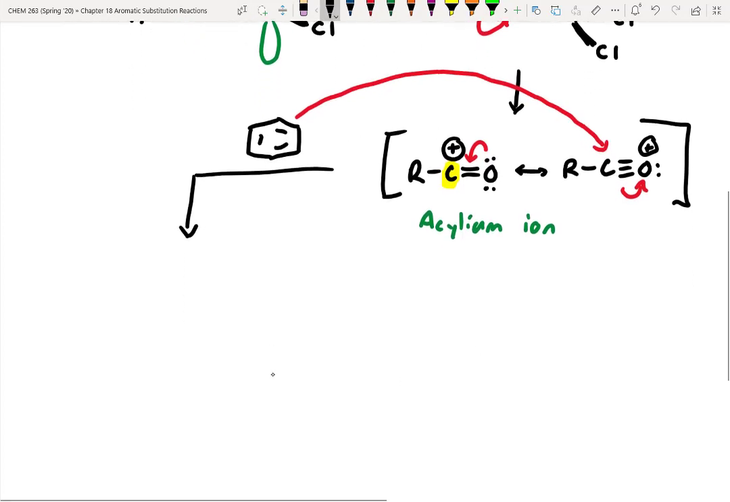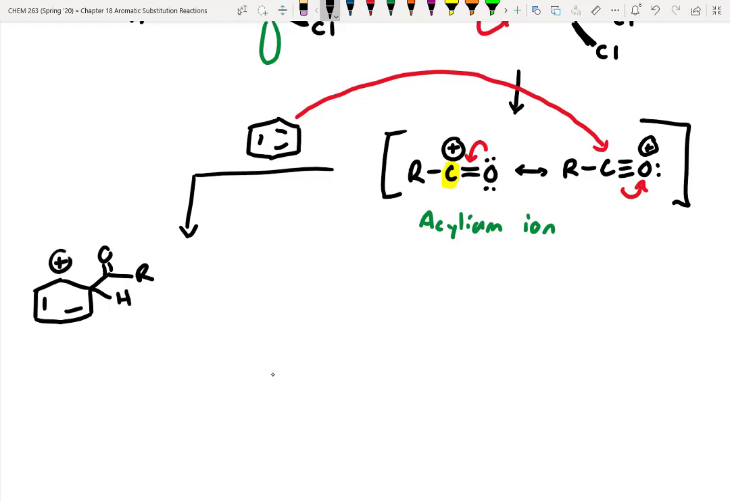All right, so we'll make our intermediate, but we're not quite done yet. Our intermediate has that carbonyl group installed. We still have these two remaining pi bonds, and we've got our positive charge there. So that's our sigma complex.